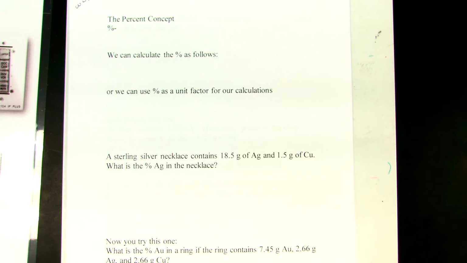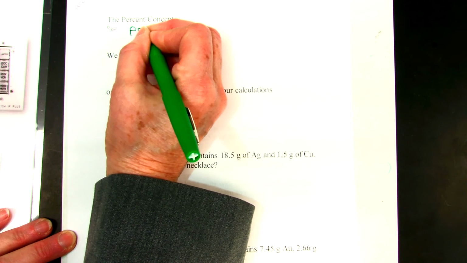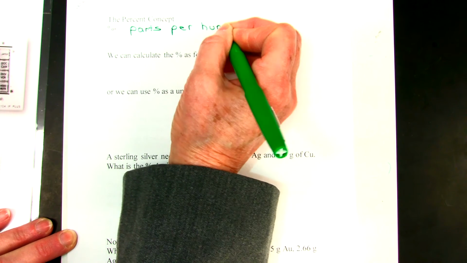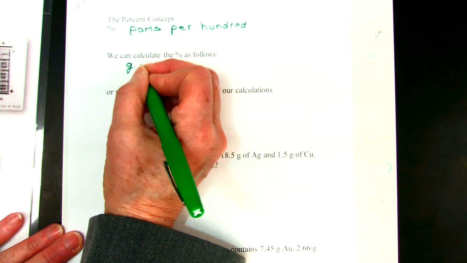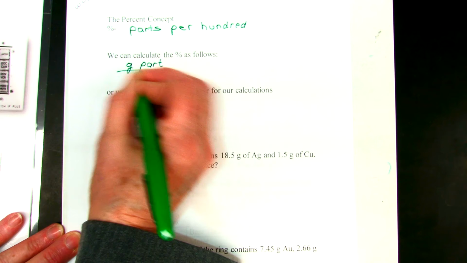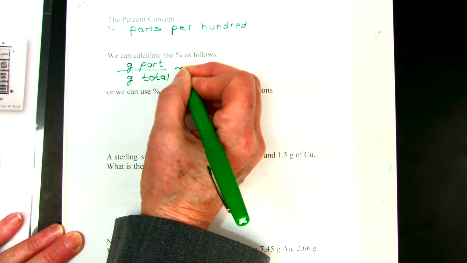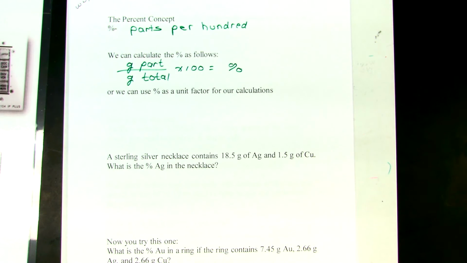And percent is something you've been using all of your lives in everyday life. So usually this goes quite smoothly. When we talk about percent, we mean parts per hundred. So 1% is 1 part in 100. And we can calculate the percent of something by taking the mass in grams of the part divided by the mass in grams total of the total sample, and then multiplying by 100 to move the decimal, and that gives us the percent. So that's how most people use it in everyday life.